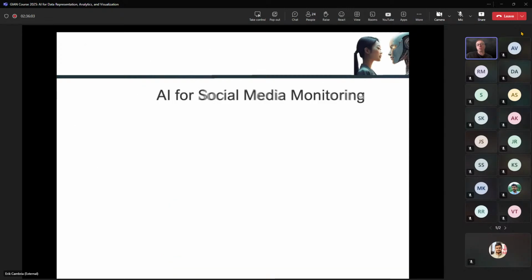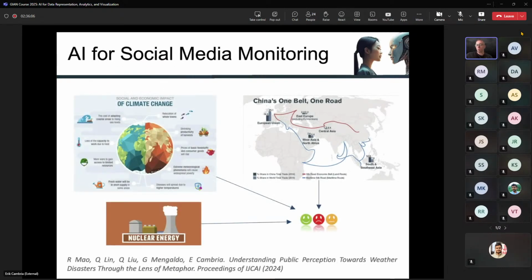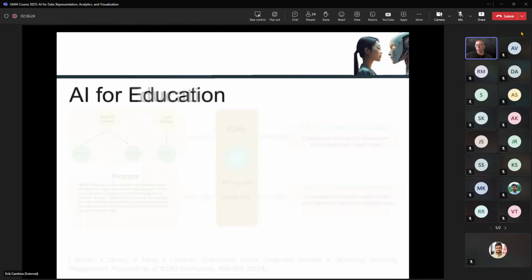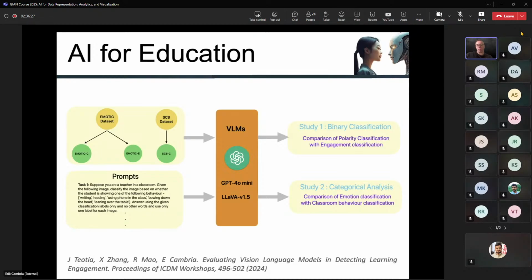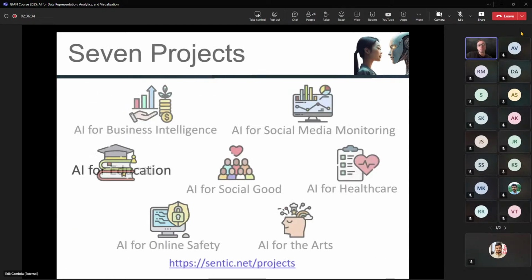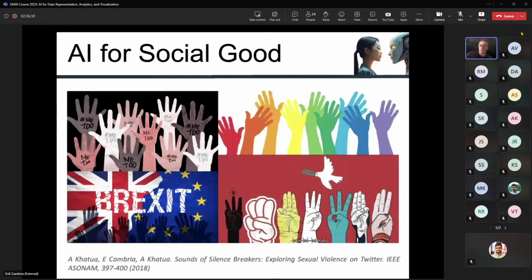We also have, of course, social media monitoring. We have several projects. More recently, the one that we are focusing on more is about climate change mitigation. So understanding how people perceive different aspects of climate change, which can be useful, for example, for policy making. We also use AI for education. This is a paper from last year in which we use a vision language model to measure the engagement of students. And then we use AI for social good, looking at different phenomena like the Me Too movement, but also the LGBTQ community, and understanding, for example, what the problems and cyber issues at stake are.